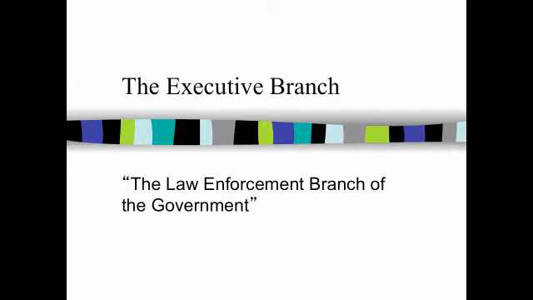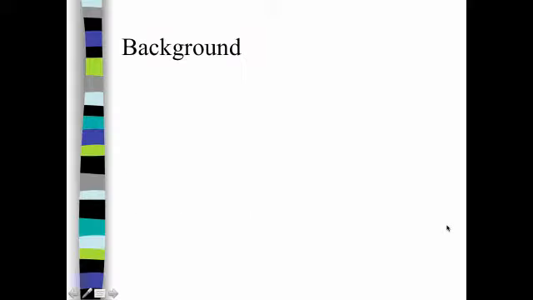On to today's lesson. The focus of today's lesson is on the executive branch, which is the law enforcement branch of the government. The key word here is enforcement, because we're going to be looking at other branches as well, with the legislative being the law passing or law making branch, and the judicial branch being the law interpreting branch of the government, so there will be differences on that.